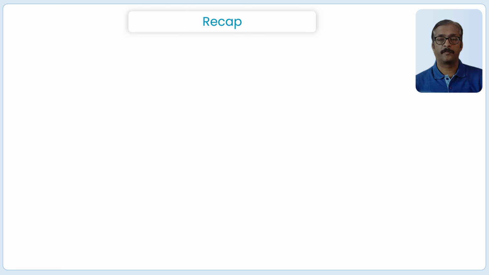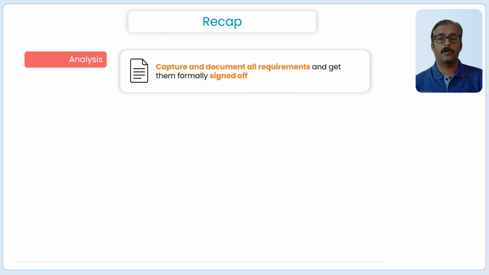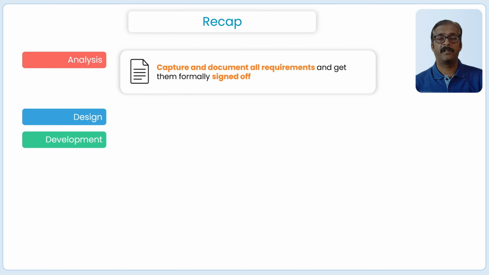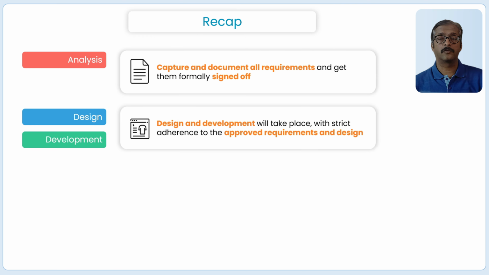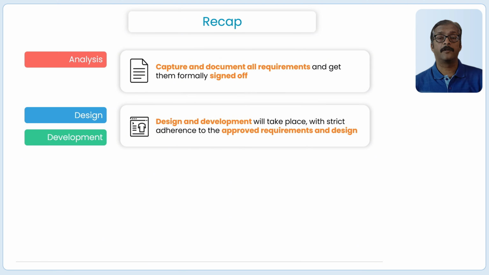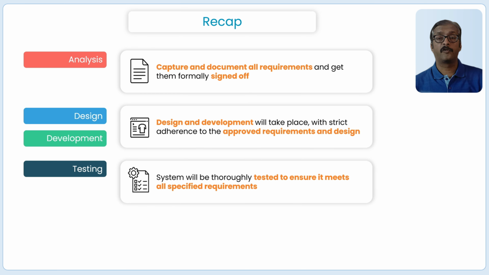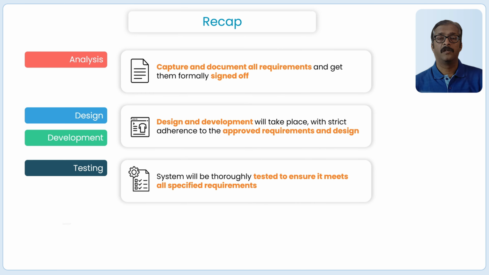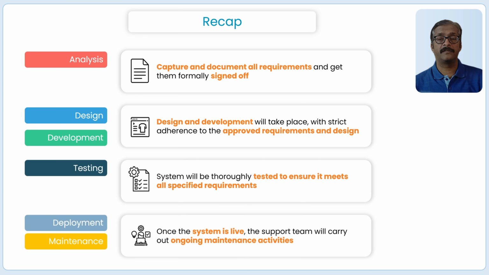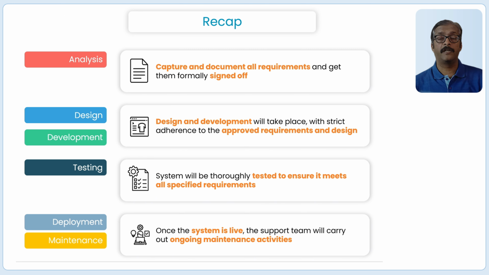Let's quickly review the process. First, you will capture and document all the requirements and get them formally signed off by the stakeholders. Next, the design and the development will take place with strict adherence to the approved requirements and design documents. The system will be thoroughly tested to ensure it meets all the specific needs before being deployed into production. Finally, once the system is live, the support team will carry out ongoing maintenance activities to keep everything running smoothly.